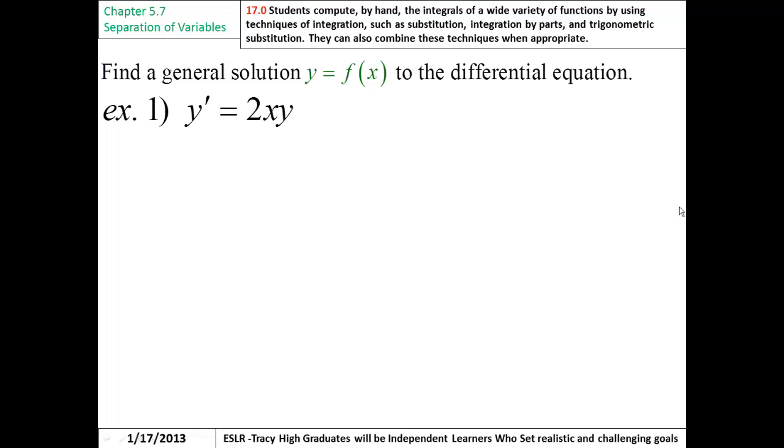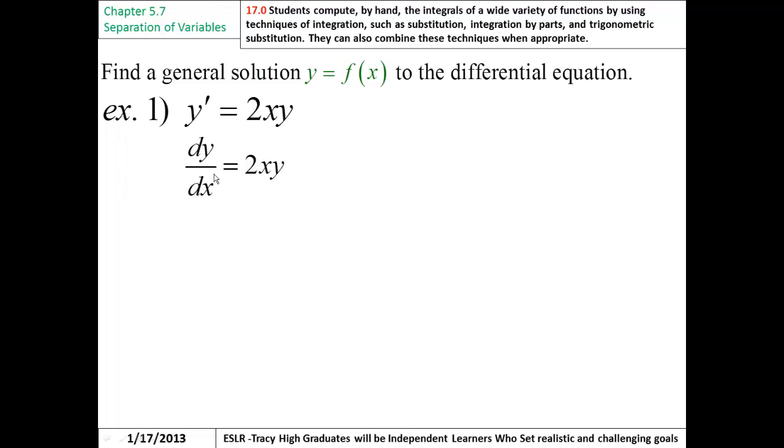Alright, this is separation of variables 2 for AB Calculus. Same directions as every other one you've seen so far. Find the general solution y equals f of x to the differential equation. This says y prime equals 2xy. Well, what do we mean by y prime? We mean the derivative of y with respect to x.